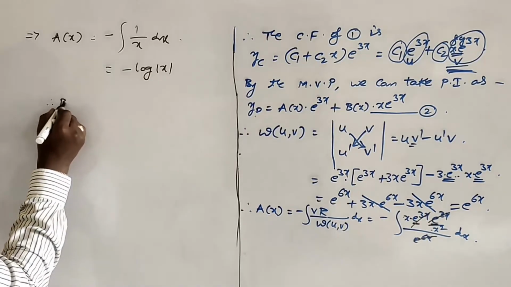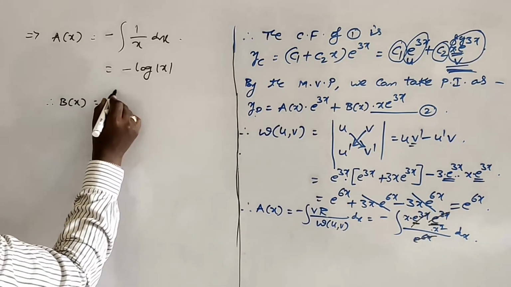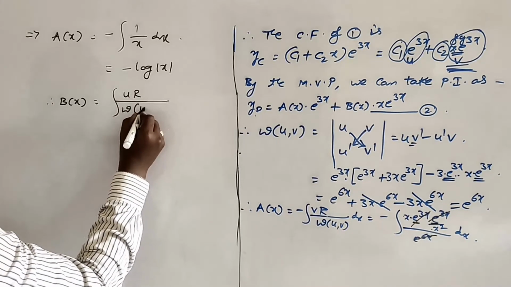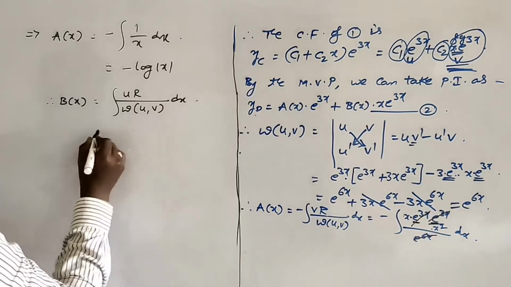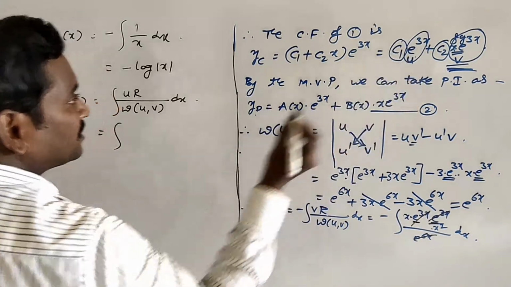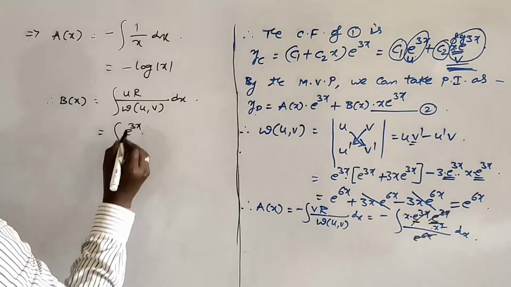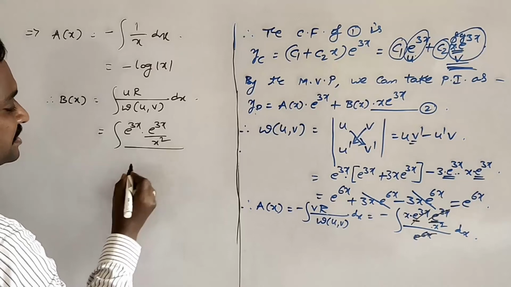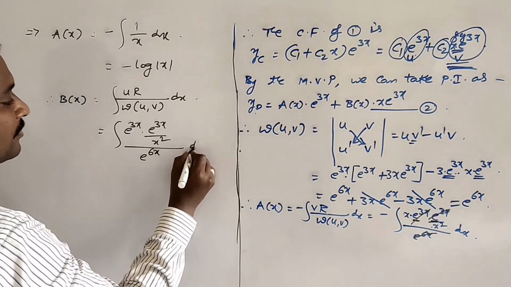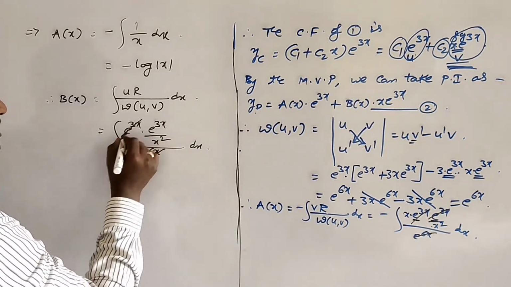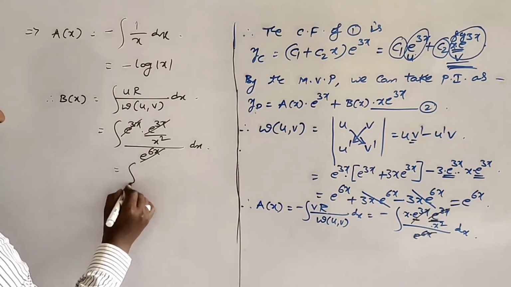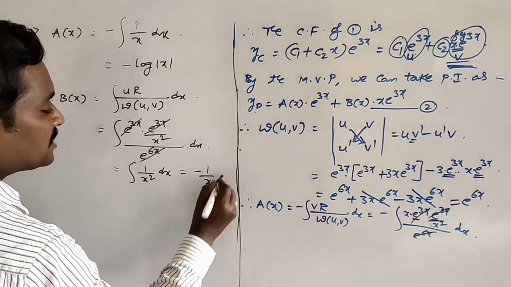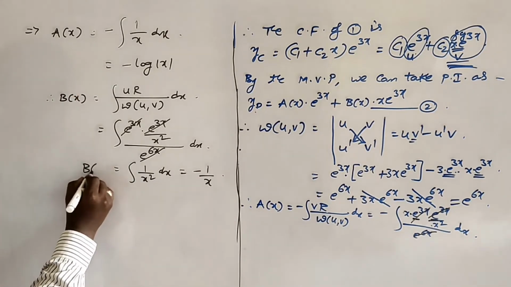And what is the b of x value now? It would be the integration of u r by Wronskian of u, v into dx. What is u? This one, e power 3x, into what is r? e power 3x by x square, the right hand side function in the given problem, and the Wronskian is e power 6x. So e power 6x, e power 3x, e power 3x all get cancelled. Simply you have to find the integration of 1 by x square, which would be minus 1 by x. So this is the b of x value.